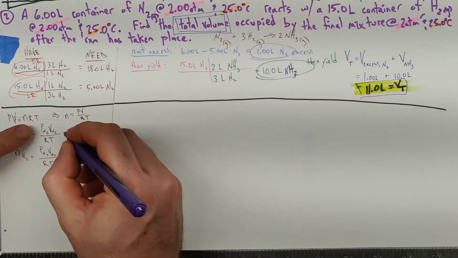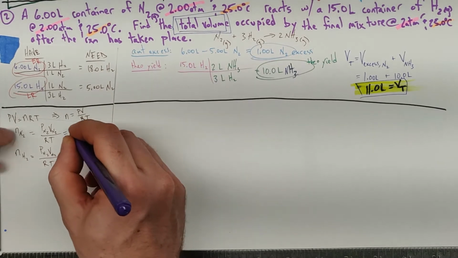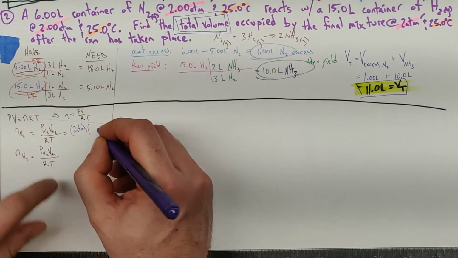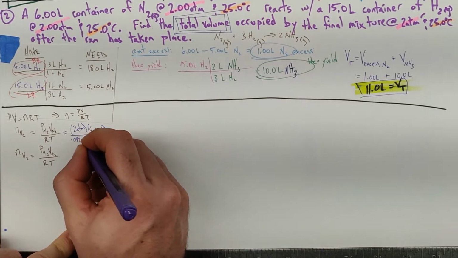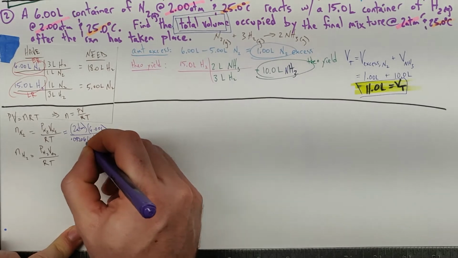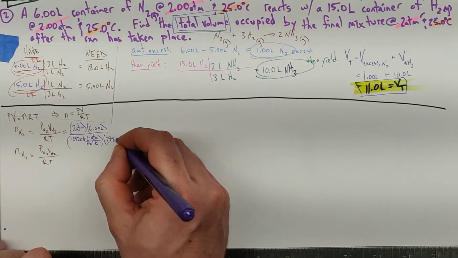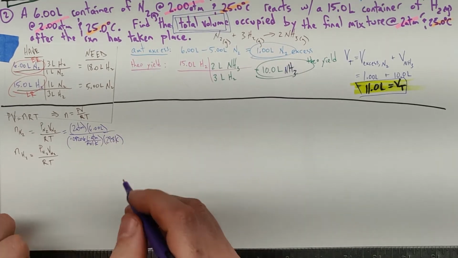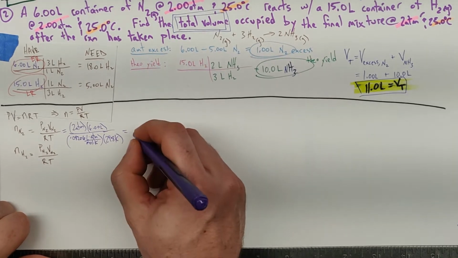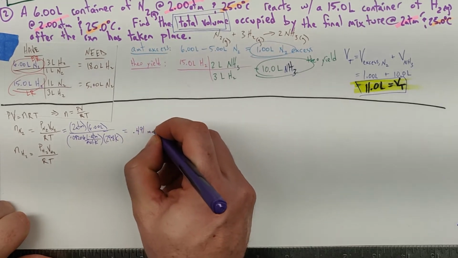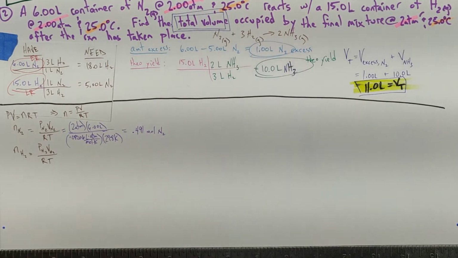Right here, pressure of the nitrogen, 2 atmospheres. Volume of the nitrogen, 6 liters. R is 0.08206 liter atmospheres over moles Kelvin. And T is 298 Kelvin. In this particular case, for the nitrogen, we get 0.491 moles. And as you may recall, that is what we have.